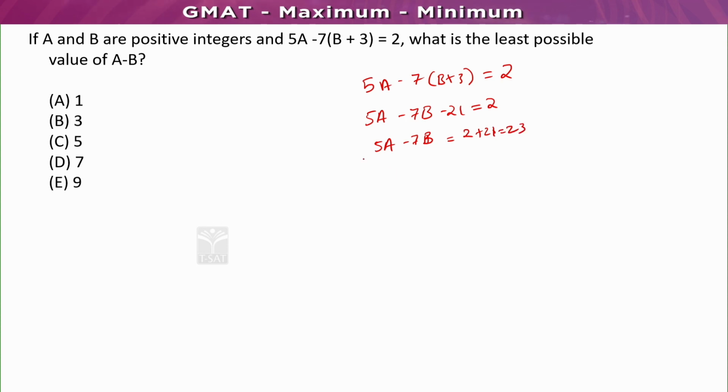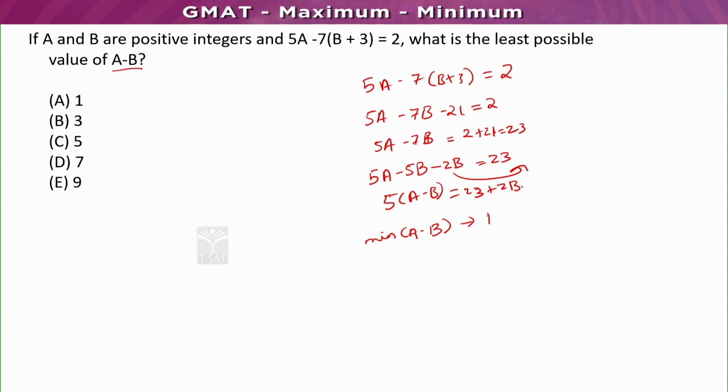But here we are only looking for the value of A minus B. So, let us just see how we can split this. 5A minus 7B can be written as 5A minus 5B minus 2B, which is equal to 23. So, 5 times (A minus B), taking 2B to the other side, will be 23 plus 2B, and we want the least possible value, that is the minimum value of A minus B. It will be when B is minimum, because it is equal to 23 plus 2B.